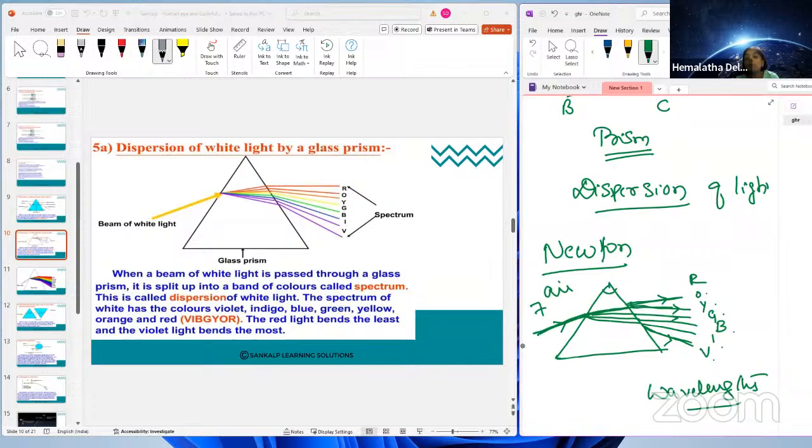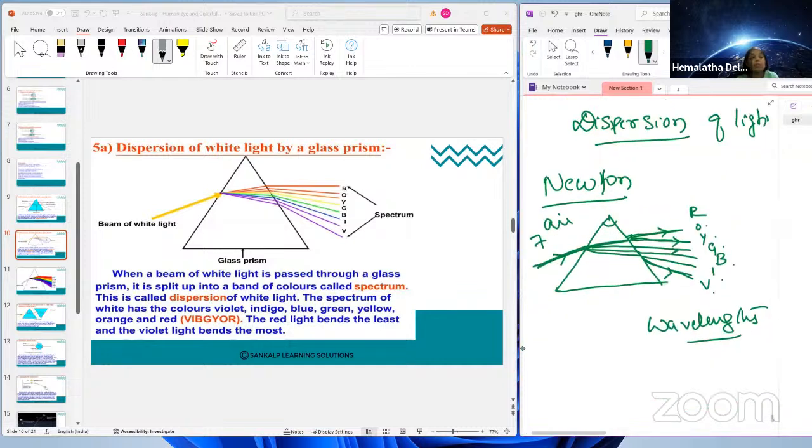Why? Because of the speed of the violet color and the blue color. Violet and blue together have less speed. So depending upon this, splitting up of the colors takes place. Splitting up of white color takes place inside a glass prism.